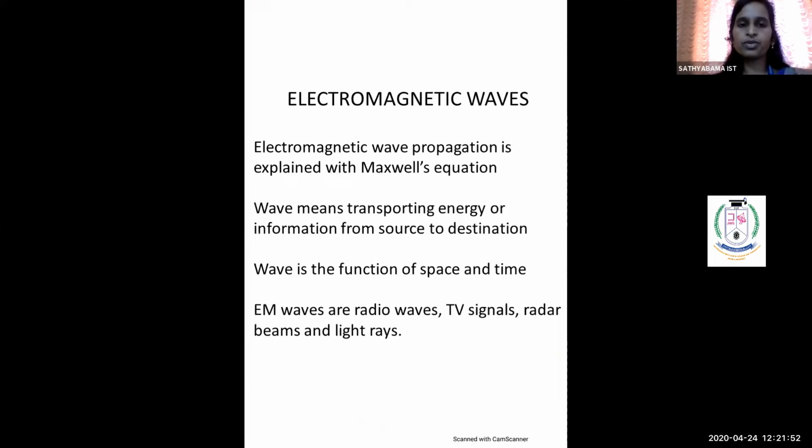Next topic we are going to see is electromagnetic wave. What is a wave? A wave is the signal which is going to transport the energy from source to the destination. It will normally be a function of space and time. We know the TV signal, radio waves, radar beams, and light rays. Now we are going to write the wave equation for electric field, magnetic field, and free space. 3 topics we are going to see. So first let's see about the wave equation for electric field.